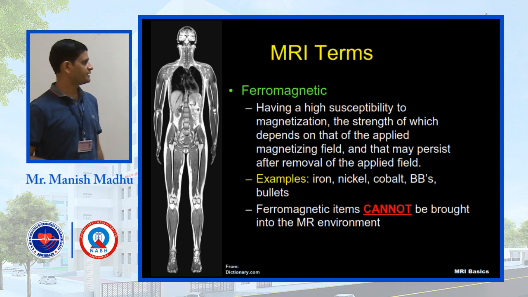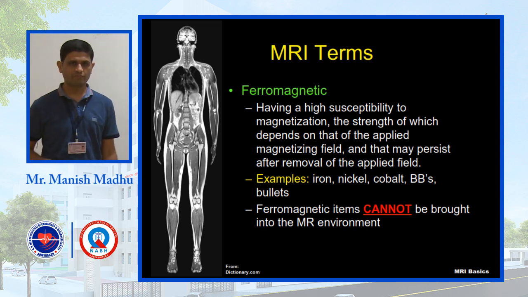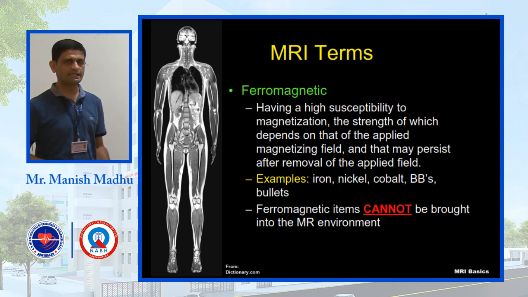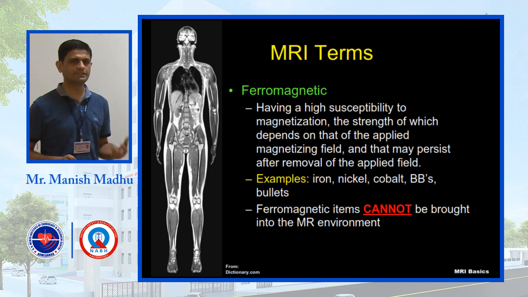MRI terms: ferromagnetics have a high susceptibility to magnetization, the strength of which depends on the applied magnetic field, and the magnetization may persist after removal of the applied field. Examples: iron, nickel, cobalt, bullets. These are all ferromagnetic and should not be allowed in the MRI RF room. Ferromagnetic items cannot be brought into the MRI environment as they are attracted very strongly into the RF room, which is dangerous.